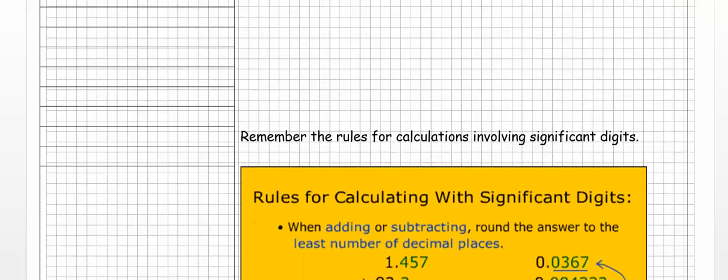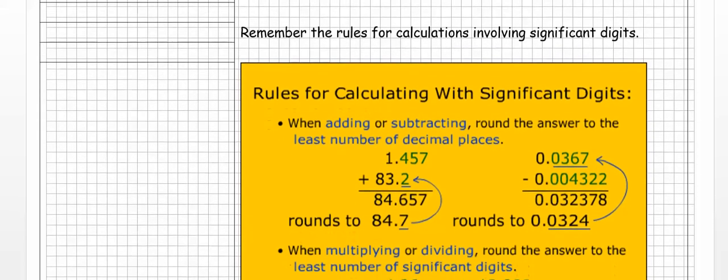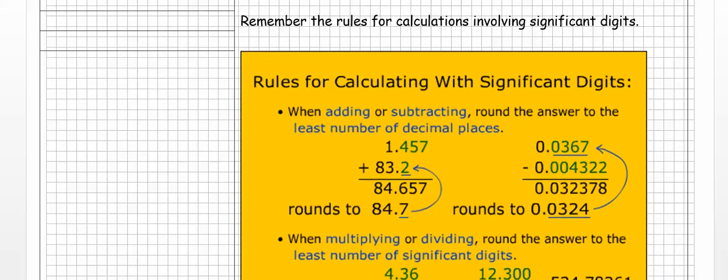Okay, we're going to get a lot more practice on a worksheet or a series of worksheets, but that's enough for now. So now we know how to determine the number of significant digits in a single number. Let's take a look at calculations. These are rules for calculating with significant digits. We're going to consider addition and subtraction separate from multiplication and division. So let's take a look at this addition problem right here.